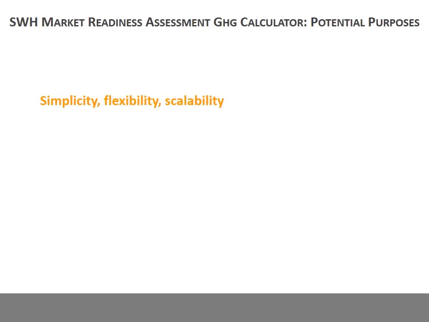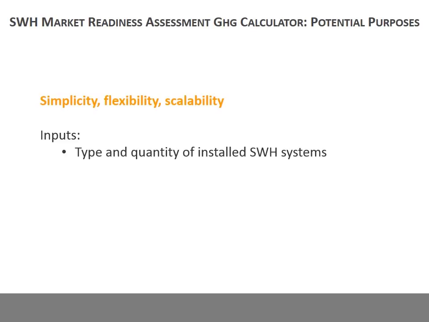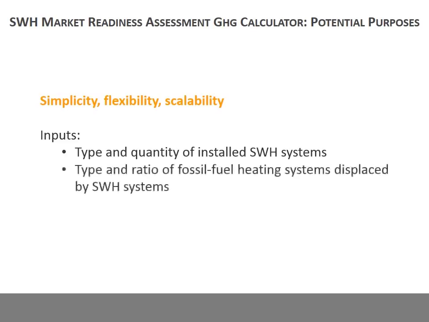It estimates the emissions avoided by using a few simple inputs and assumptions. The first set of inputs is related to the type and quantity of installed solar water heating systems in the country. The second set of inputs is related to the type and ratio of fossil fuel-driven hot water heating systems that are displaced by the solar water heating systems.